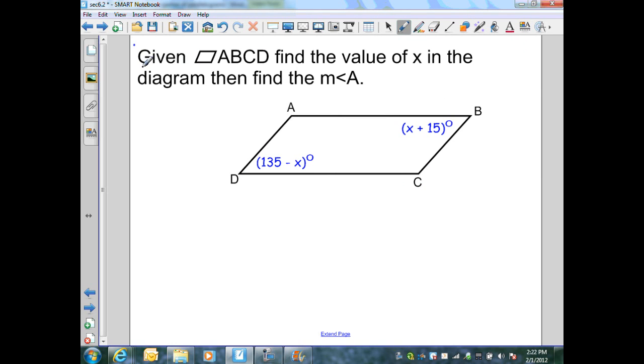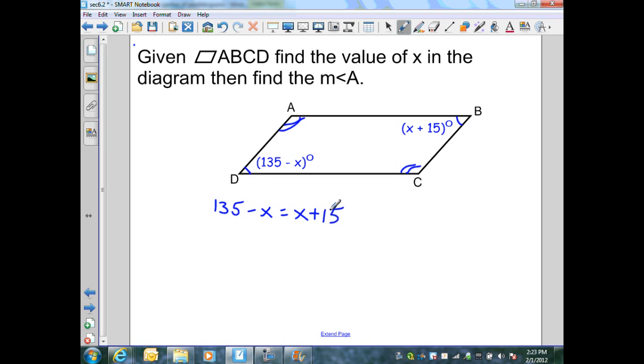Given parallelogram ABCD, find the value of x in the diagram, then find the measure of angle A. Here we're given a parallelogram, and in a parallelogram, I know that opposite angles are congruent. So angle A is congruent to angle C, and angle D is congruent to angle B. Therefore, I can set up the equation 135 minus x equals x plus 15.